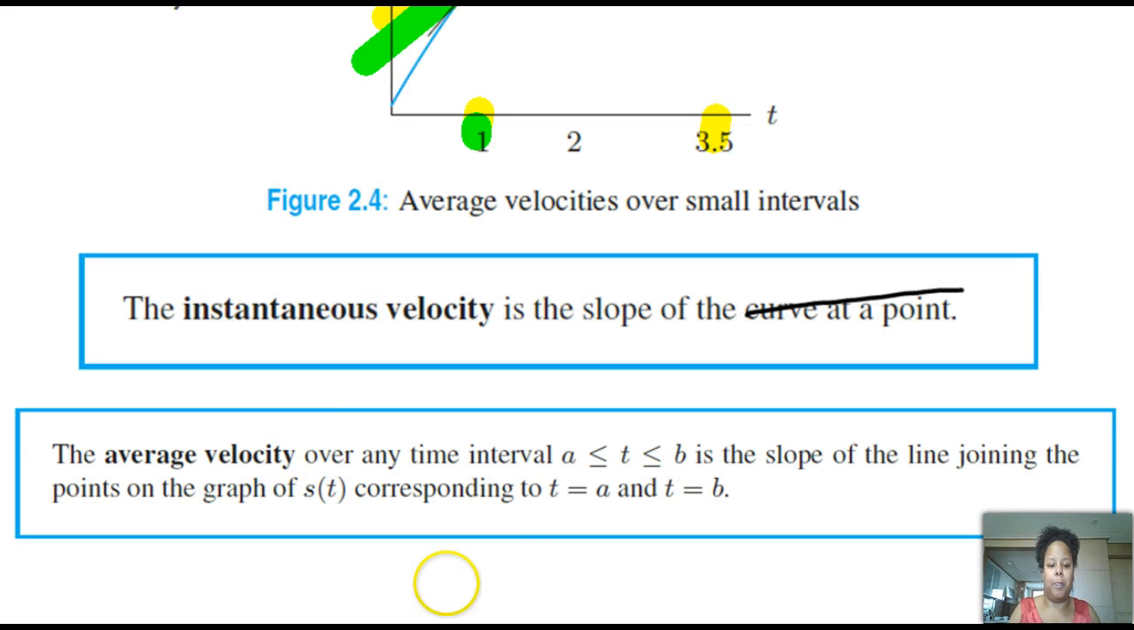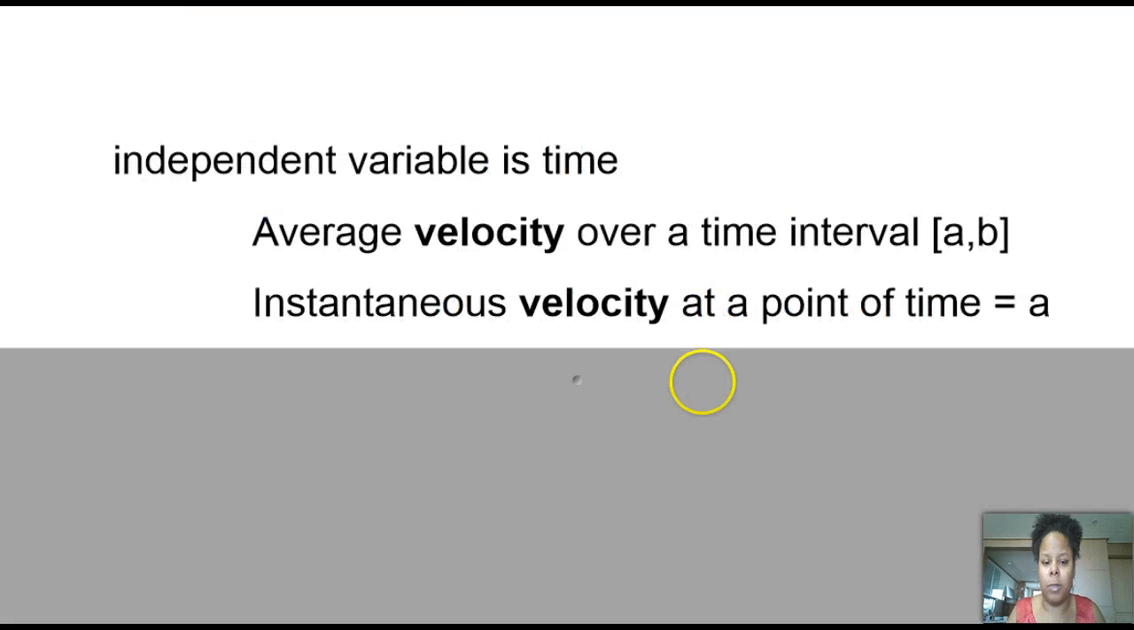And in fact, your book talks about the average velocity over any time interval, instead of just at a point, being the slope of the line joining the points on the graph, which we know to be the slope of the secant line. Okay. So we talked about two different types of velocities, average velocity over an interval and instantaneous velocity. And that's in the case where we have an independent variable of time. But what if the independent variable is not time? Then we no longer really have a real life situation of average velocity or instantaneous velocity, because our independent variable doesn't have anything to do with time. It may be over a different quantity.